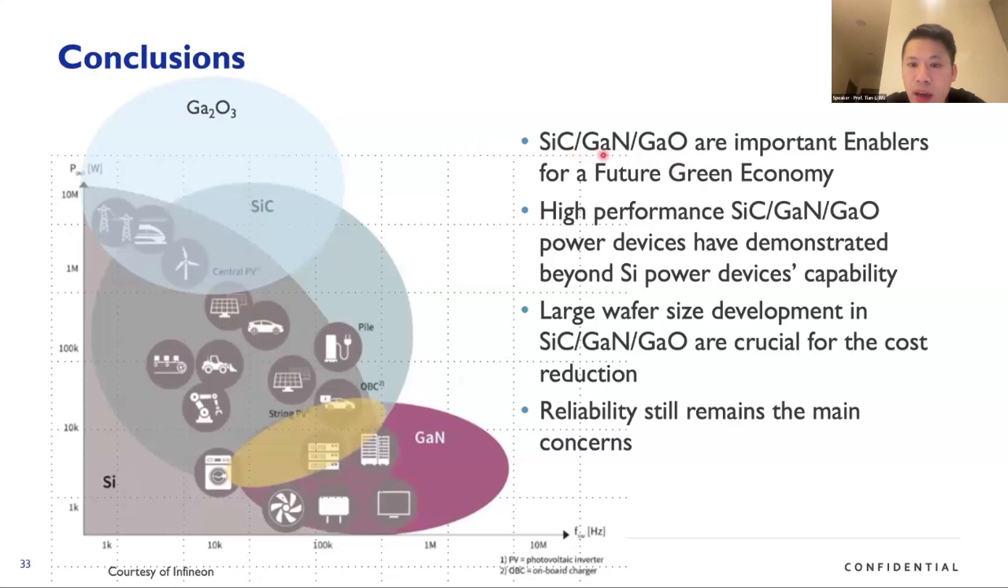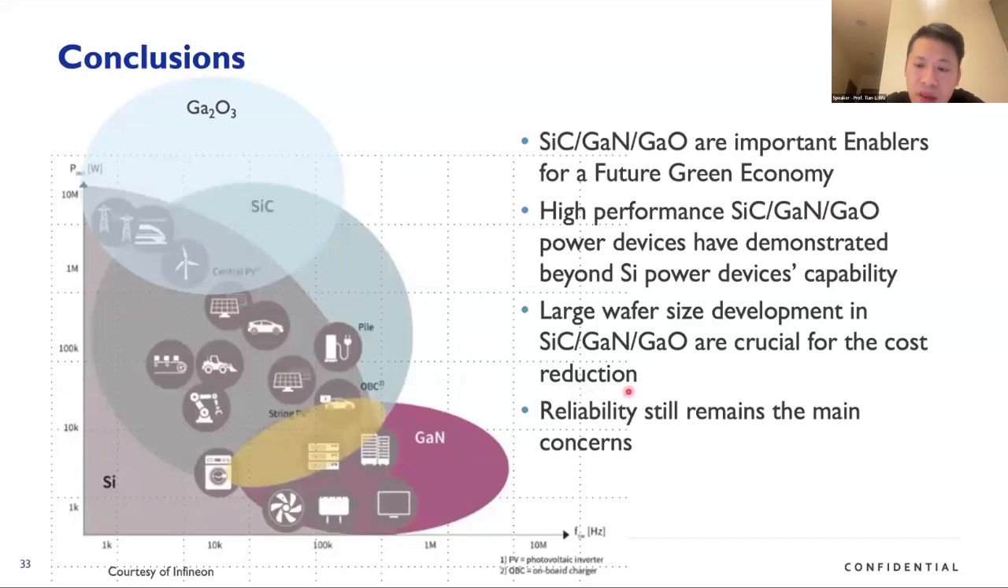Silicon carbide, gallium nitride, and gallium oxide are important enablers for our future green economy, and high performance silicon carbide, gallium nitride, and gallium oxide power devices have been demonstrated beyond silicon power device capability. It's also important to note that large wafer size development in these three materials is very crucial for cost reduction. And the last thing, not covered in today's talk, is reliability.